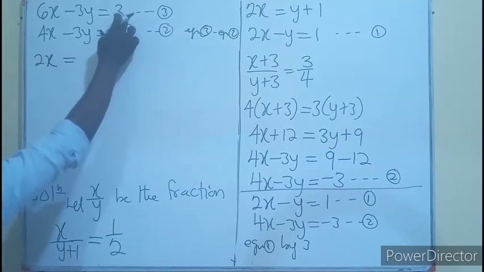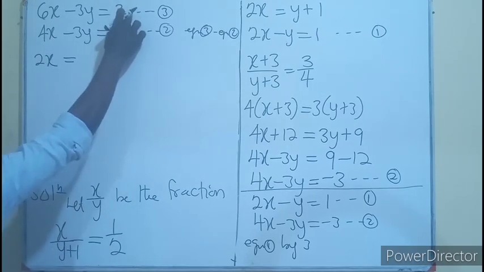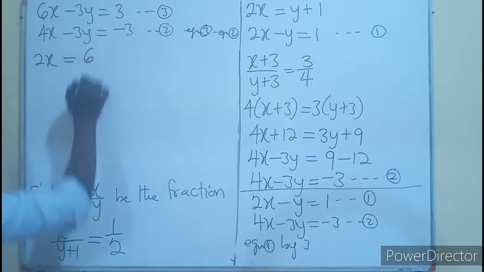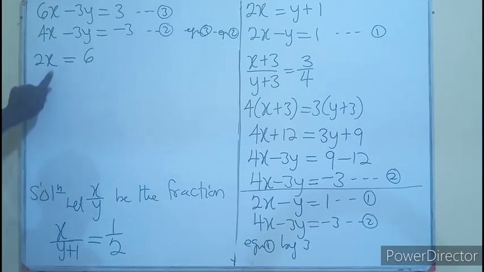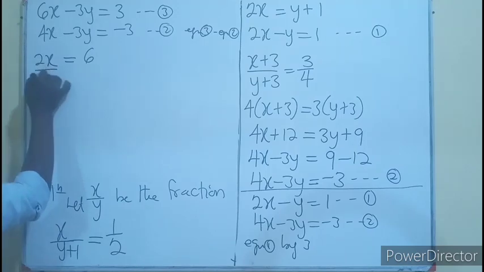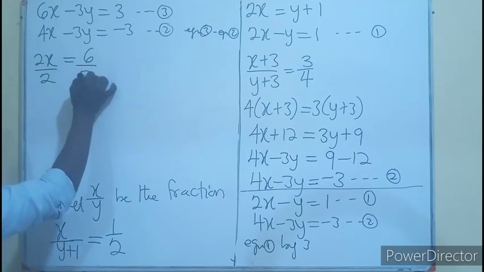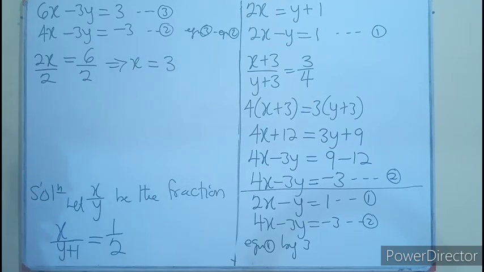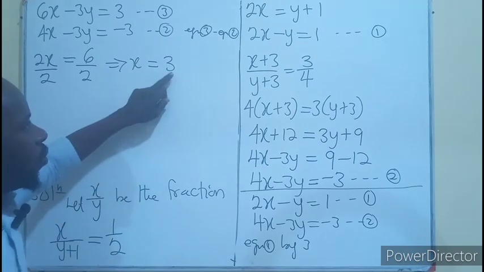That will be 0. So minus, this is positive 3 minus negative 3. And that gives us what? 6. But we are looking for x. So we divide by the 2, which is the coefficient. And that gives rise to x equals what? 3. It means the value of the numerator will be 3.